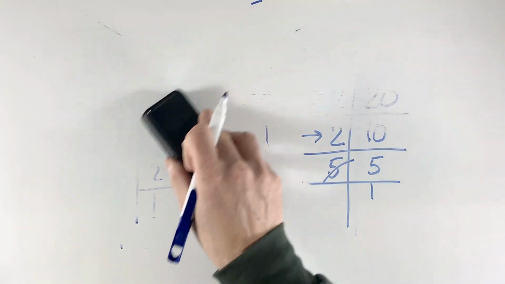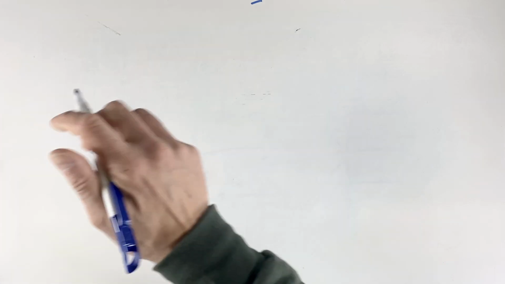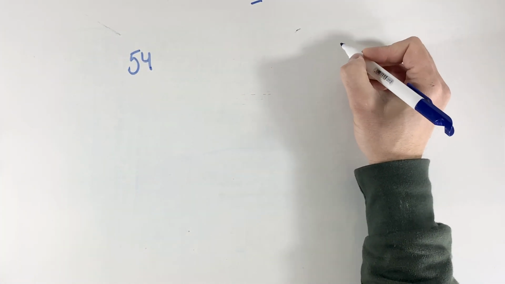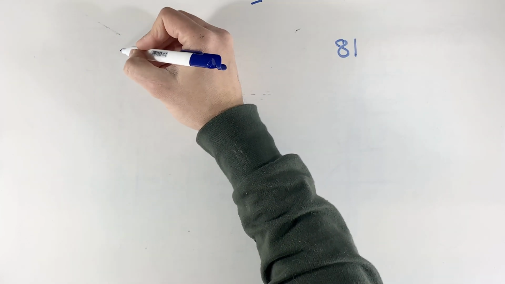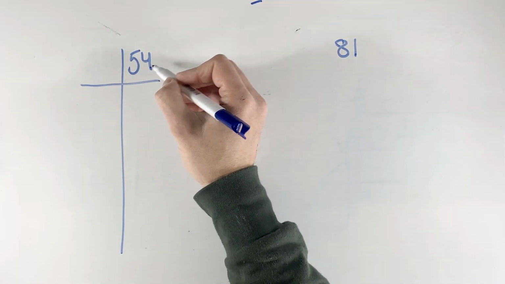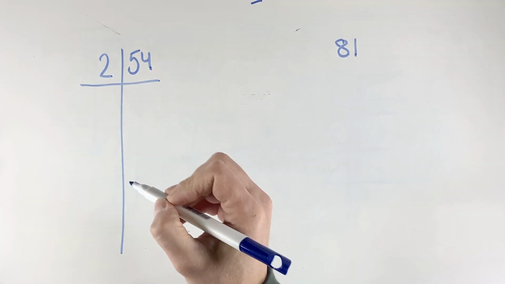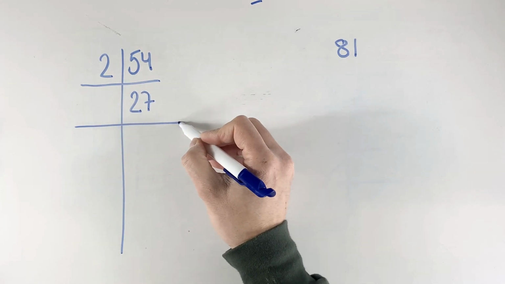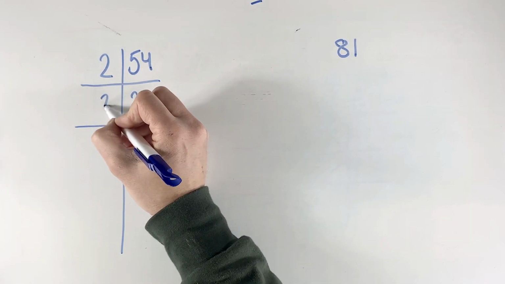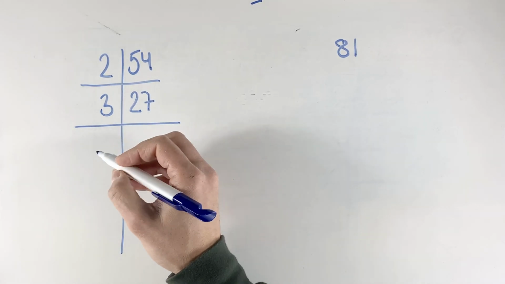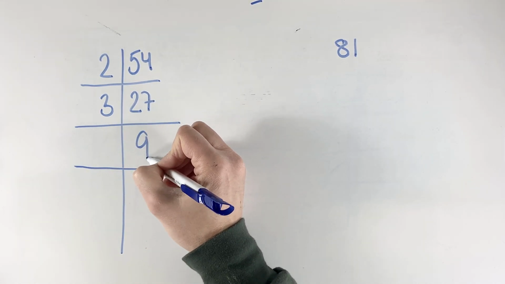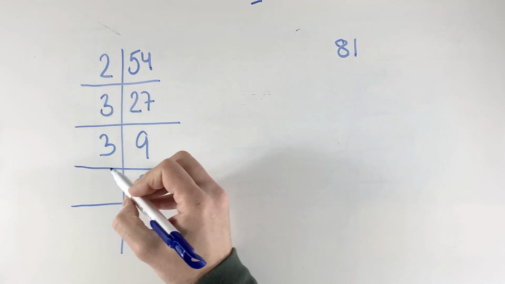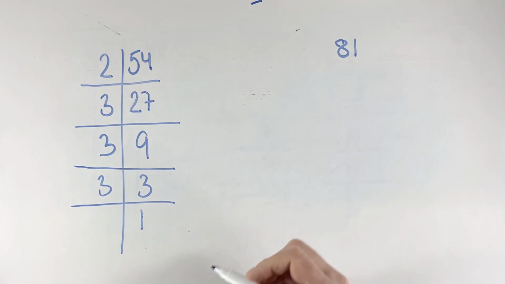And the last pair of numbers are 54 and 81. And let's do the table method here again. 54 divided by 2 is going to be 27. 27 can be factored into 3. 3 is a prime factor of 27. 27 divided by 3 is 9. 9 divided by 3 is 3. And 3 divided by 3 is 1.